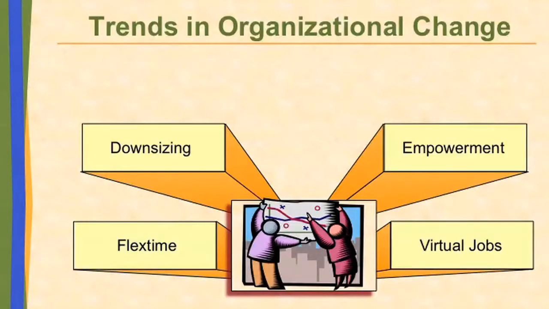Some of the things that are causing organizational change to accelerate have to do with many organizations downsizing, moving towards a different style of management to empowering teams and people, to having more jobs be more virtual and distributed globally, and to also paying attention to the changing needs of our workforce that we talked about in the quality of work life around flex time.